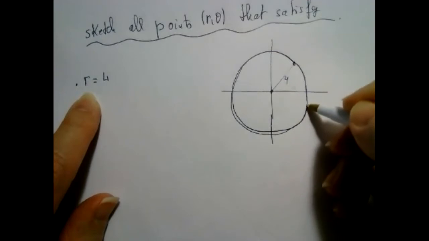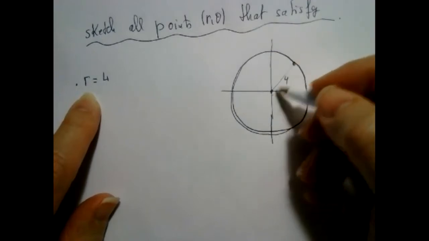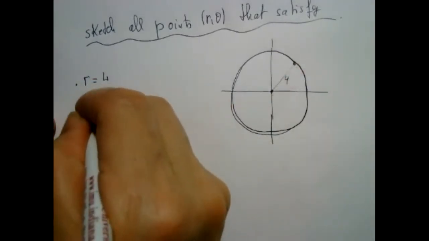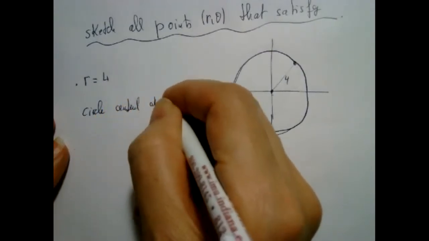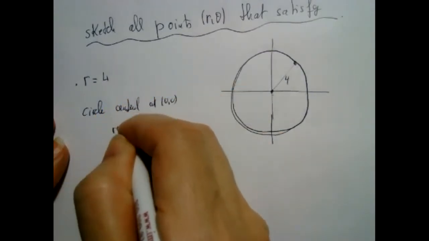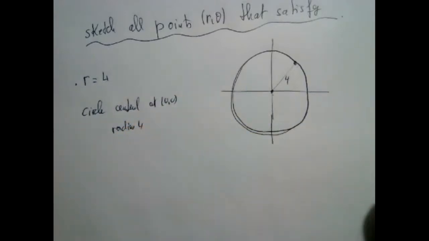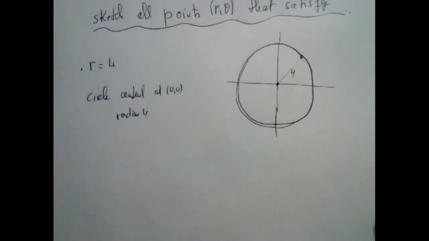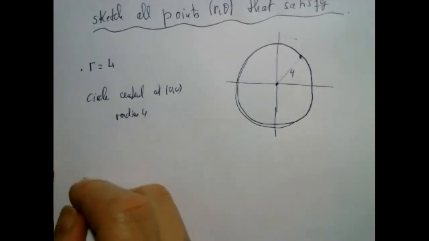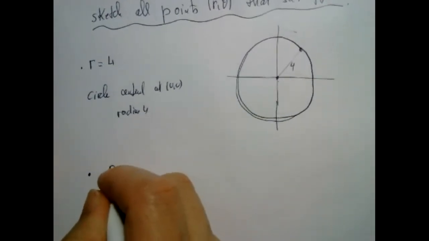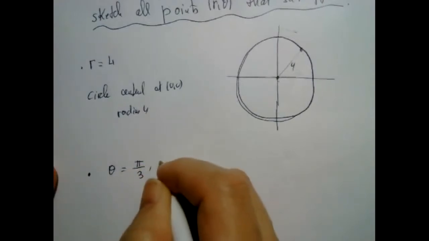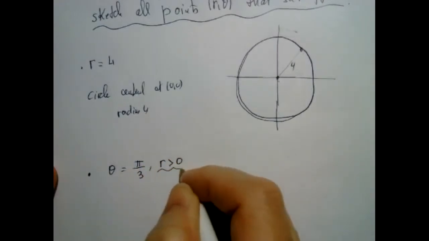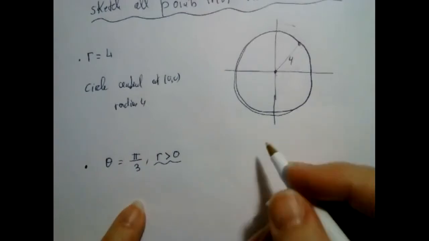So this represents the equation of a circle centered at the origin, at 0, 0, with radius 4. It's a very easy way to represent a circle. In polar coordinates, we represent a circle like this: r equal to 4. Part 2 is, suppose I want to draw all the points such that theta equals pi over 3, where r is positive. And I will see in a second why I need r positive.